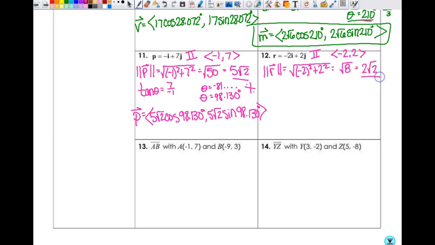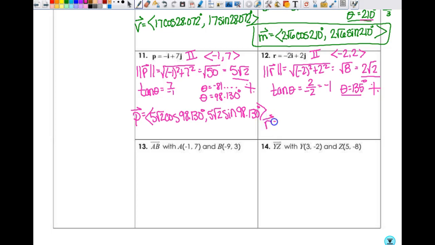All right, so there's my magnitude. Tangent theta is going to be equal to 2 over a negative 2, which is negative 1. So I'm going to take the tangent inverse of a negative 1. When you do that, you're going to get negative 45, but that is a 4th quadrant angle. We want a 2nd quadrant angle, so we add 180 to that, and theta is equal to 135 degrees. And there are my two pieces.